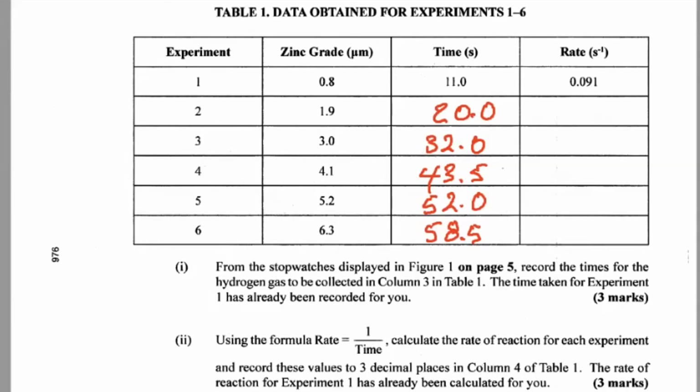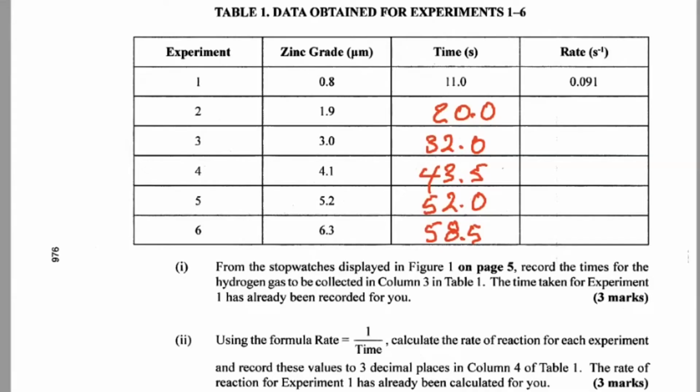Let's compare that with the one with the largest radius, which would have the smallest surface area. 6.3 microns, that one took all of 58.5 seconds. So it took longer. So the larger the radius, the smaller the surface area. In a sense, we're saying the smaller the surface area, the slower the rate of reaction, or the smaller the surface area, the more time it takes for the 100 centimeters cube of gas to be formed. So that was part 1, and we got 3 marks just now.